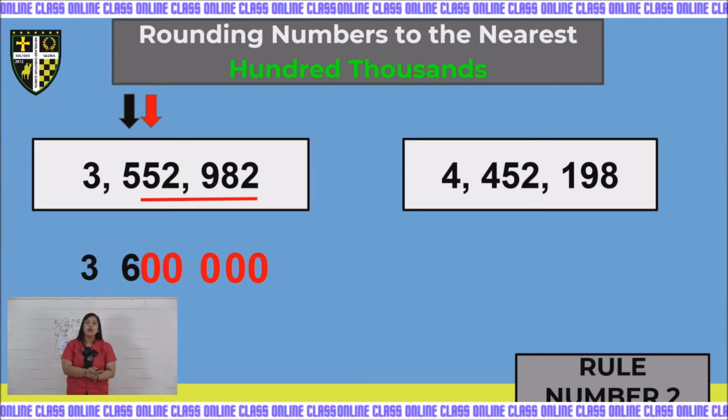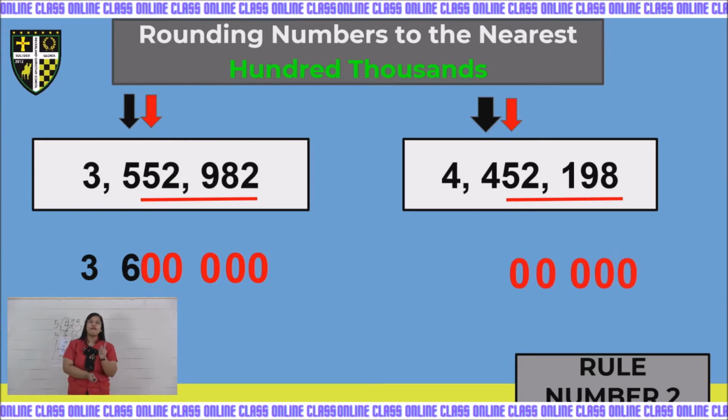So next one, we have 4,452,198. So again, we will identify the digit in the 100,000 place, which is 4. And the digit at the right side of 4 is 5. So 5 is greater than or equal to 5 itself. So we will add 1 to 4. Okay? And 5 will be dropped into zeros, and all the digits at its side are zeros.